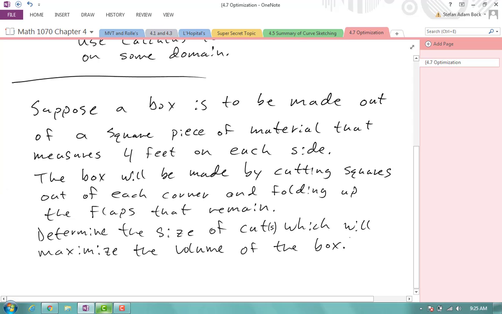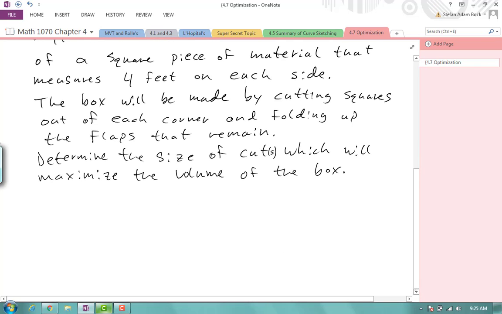So we'll suppose a box is to be made out of a square piece of material that measures 4 feet on each side. The box will be made by cutting squares out of each corner and folding up the flaps that are left over. And we want to determine the size of cuts, the squares that we have to cut out, that will maximize the volume of the box.